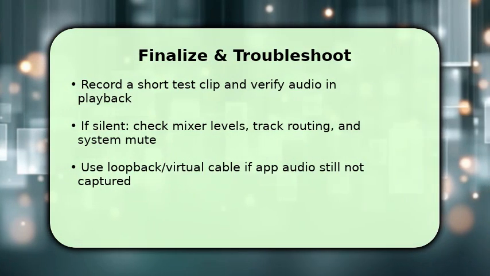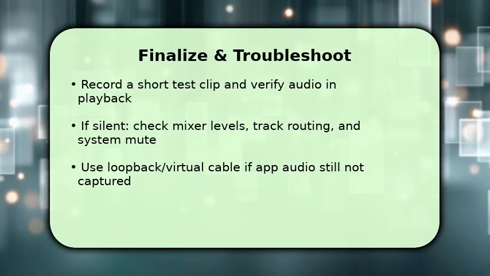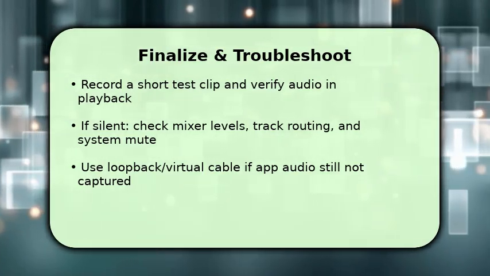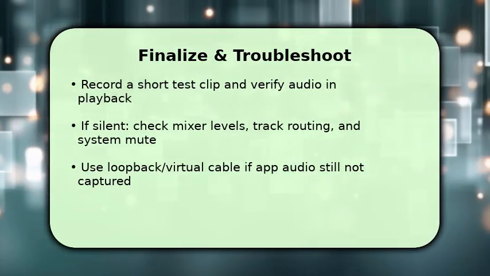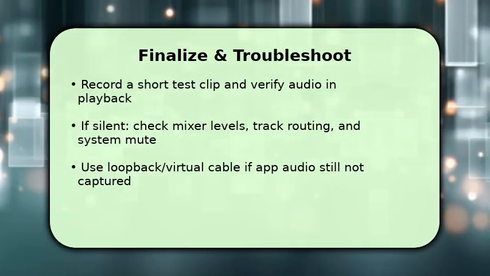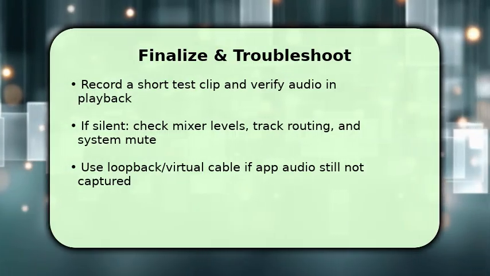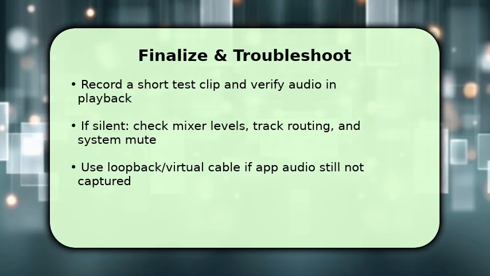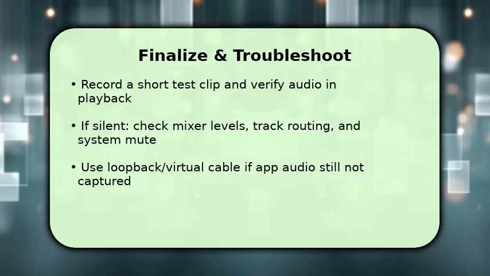Finish by recording a short test clip and immediately verify the recording's desktop audio. If you hear nothing, inspect OBS mixer levels and ensure the desktop audio source is assigned to the same recording track you enabled earlier. Next, confirm system volume and app-specific volume aren't muted. If programs still bypass OBS, set up a virtual audio cable or loopback device and select it as your desktop audio in OBS. This forces app sound through OBS and resolves stubborn capture cases.